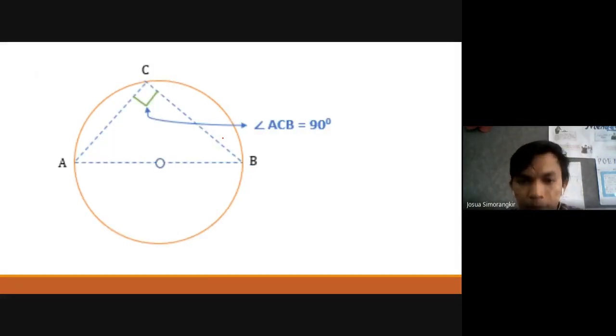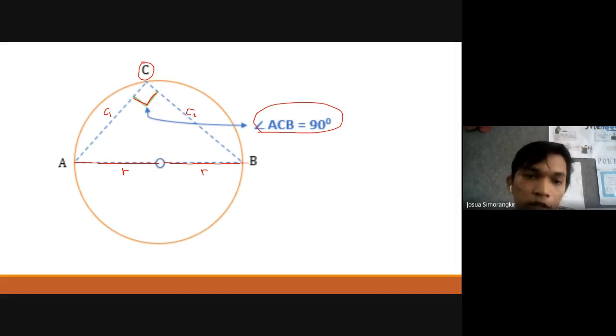What if we have a line here, the diameter? Let's say here the diameter, which means 2r, and we have another chord here at the point C. This is the first chord, and this is the second chord. If we look at the triangle here, it will be a right triangle. It means the angle ACB is 90 degrees.